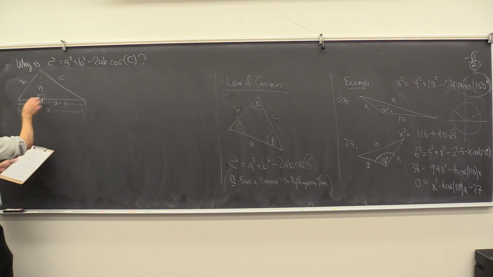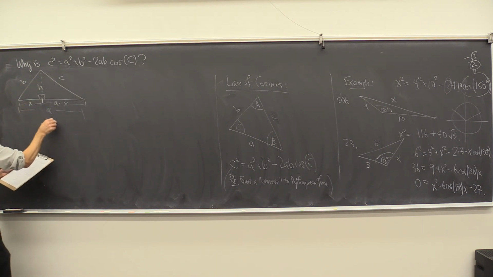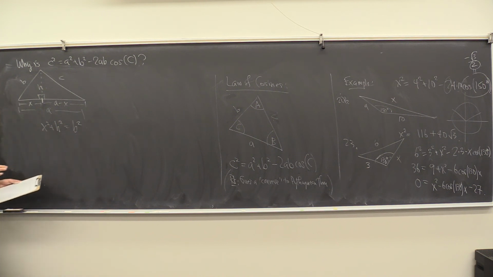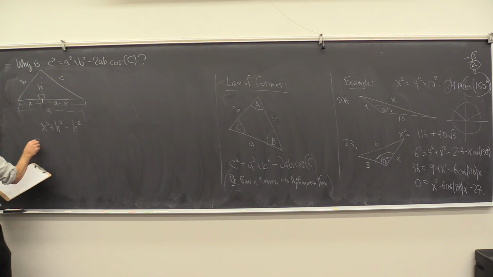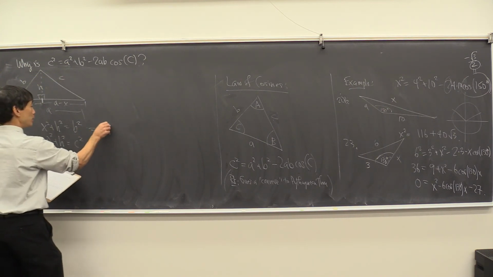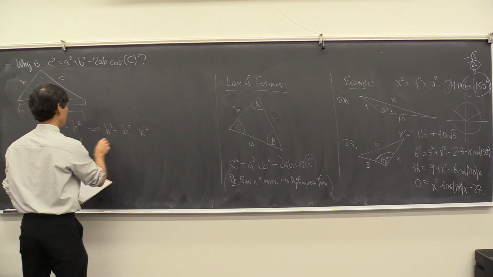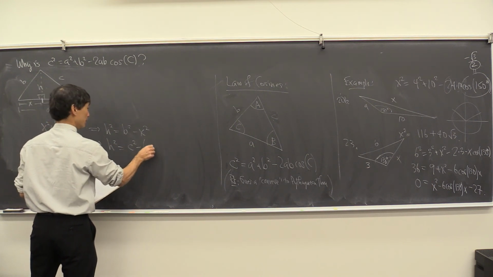So what does the Pythagorean theorem say? It says that x squared plus h squared equals b squared. What does the Pythagorean theorem say on this side? It says that a minus x squared plus h squared is equal to c squared. This squared plus this squared equals this squared. Well that's good, right? So that tells us that h squared equals b squared minus x squared. And also down here we see that h squared is equal to c squared minus a minus x squared.